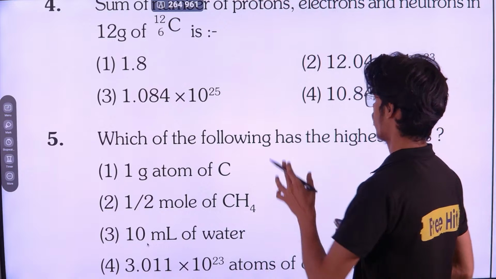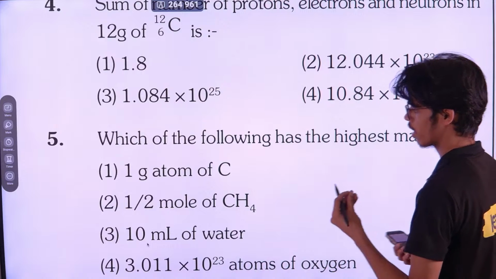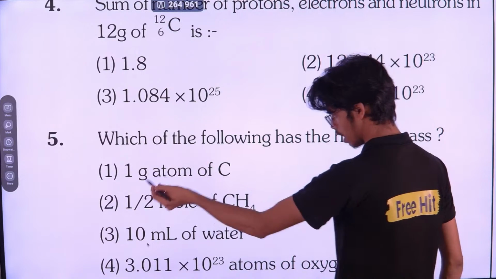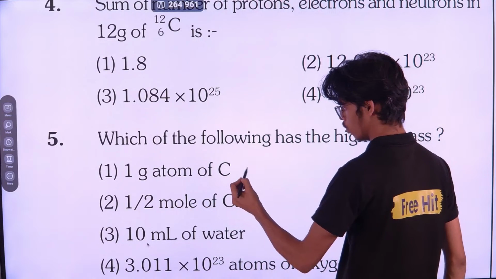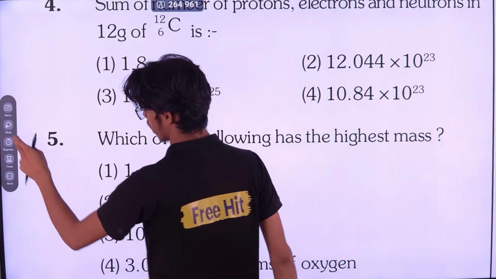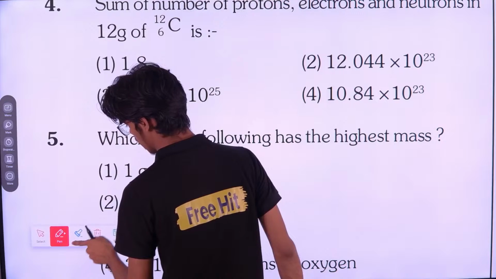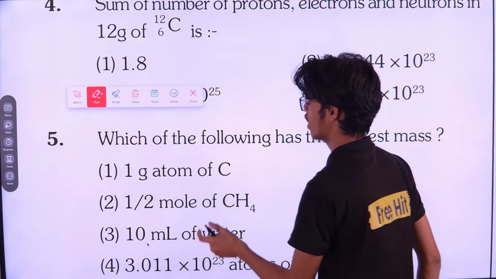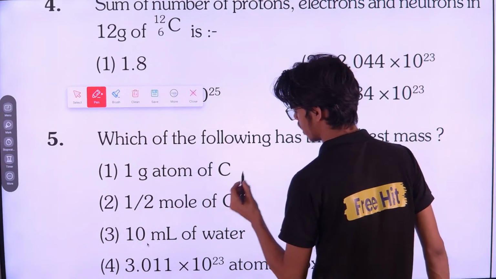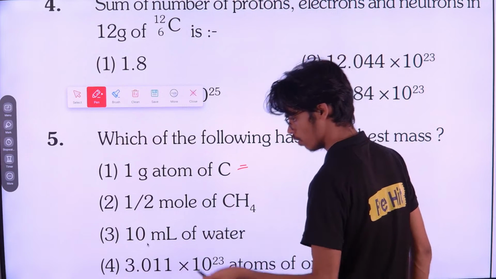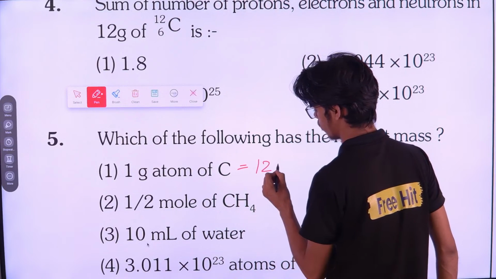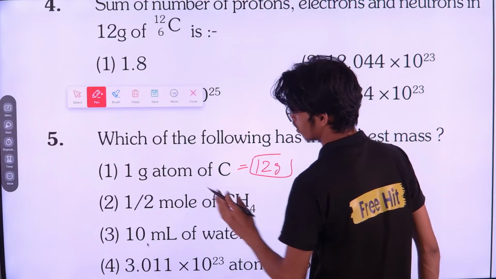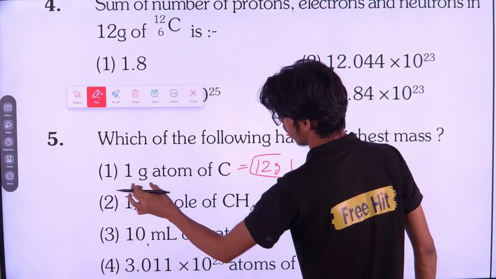So, which of the following has the highest mass? We have to calculate which is the highest mass. What is the mass of 1 gram atom of carbon? It's not a simple 1 atom, I am talking about 1 gram atom. So the mass of 1 gram atom means 1 mole of carbon, which is 12 gram. It's not 1 gram of carbon, it's 1 gram atom of carbon.